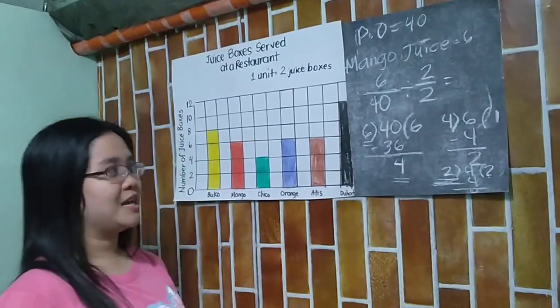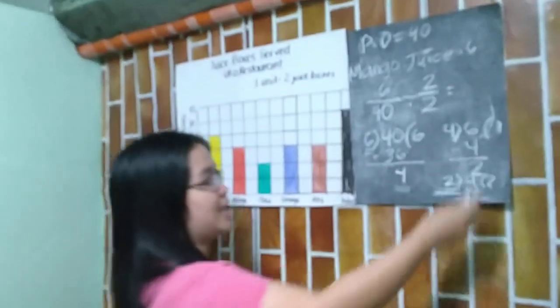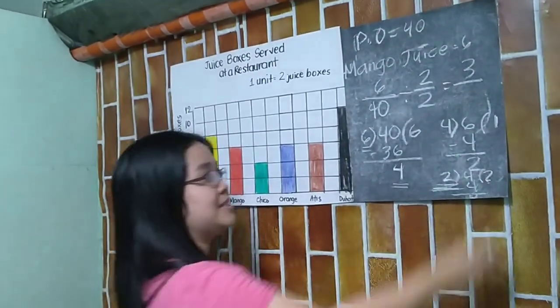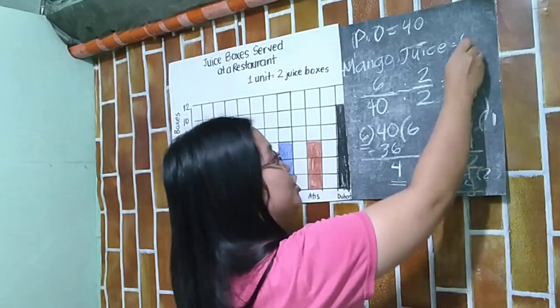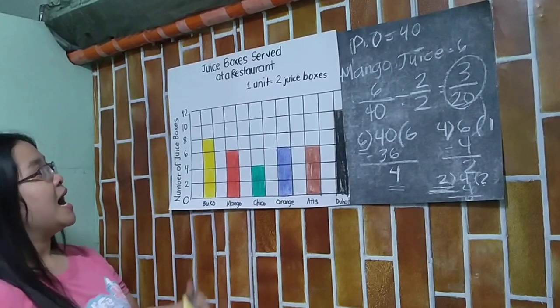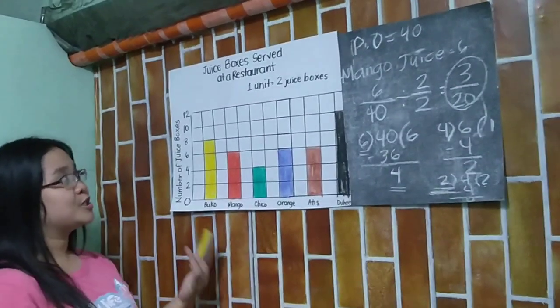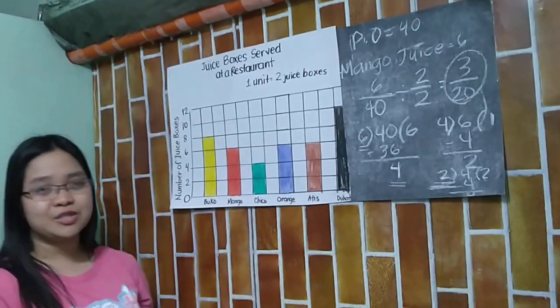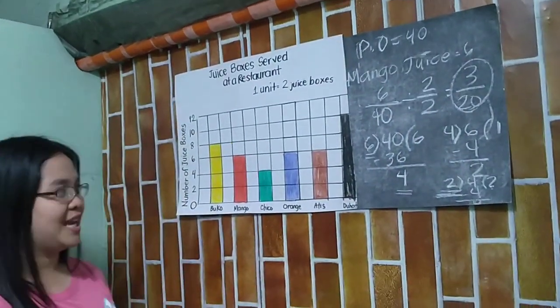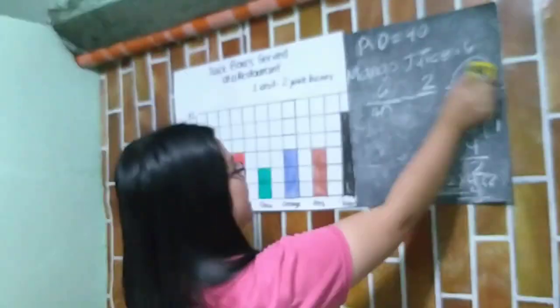So, divide both sides by 2. 6 divided by 2 is 3. 40 divided by 2 is 20. So, the probability of picking a mango juice, or the probability of serving the mango juice at a restaurant, is 3 over 20. Okay? Next.